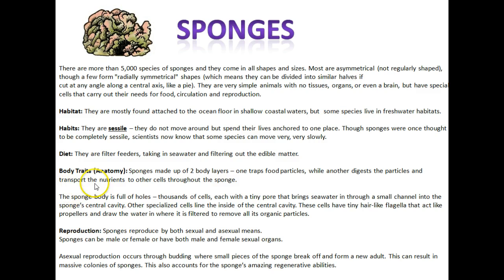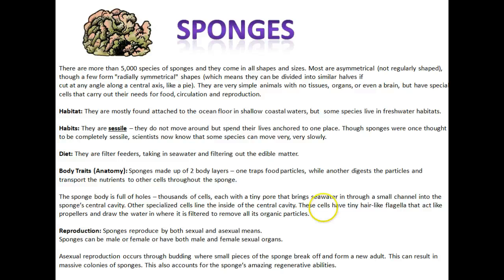They are made of two body layers. One traps food particles and the other one digests the particles and then transports the nutrients to other cells through the sponge. A sponge body is full of holes, thousands of cells that bring seawater in through a small channel, and then the cells have hair-like flagella. You'll learn about flagella and flagellum in the 7th grade, but really it's just these little hairs that act like little propellers and bring the water in and then remove the water out whenever they're done with it.